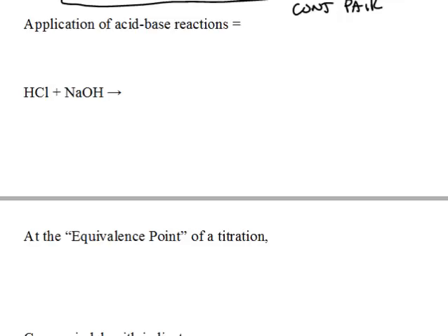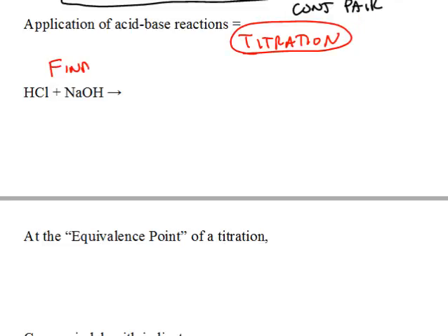One of the things you can do with an acid-base reaction in the lab is called a titration. A titration is a technique that you can use to find an unknown concentration, an unknown capital M, which remember is molarity. So for example, if we react hydrochloric acid with sodium hydroxide, an acid donates, a base accepts.